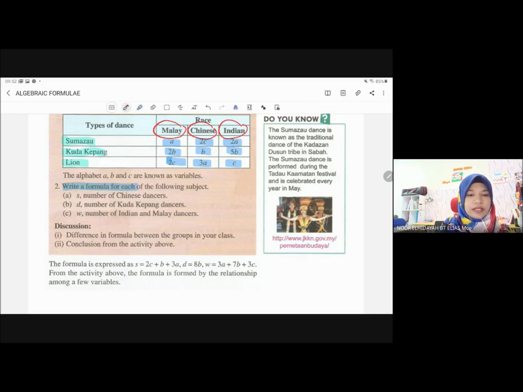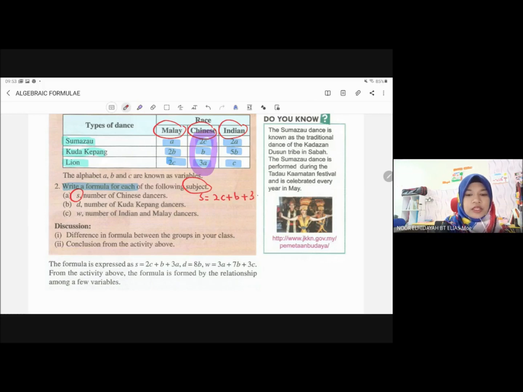Kat sini dia guna perkataan subject. So, apa dia subject? We refer to the subject of the formula. Maksudnya kita nak dapatkan equation. For example, this one you want S, the number of Chinese dancers. So you will sum up all these values. The formula that you write for the number of Chinese dancers is S equals 2C plus B plus 3A.